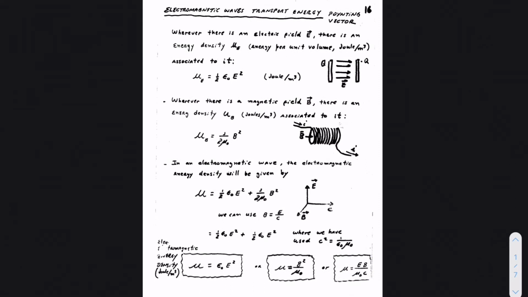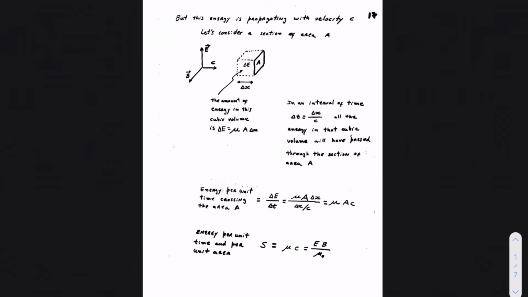Now if we want to find the total energy, we have to multiply this energy density with a volume element. Now let us consider a volume element like this in the path of an electromagnetic wave. Let's say the electromagnetic wave is passing through this area A. Now the total energy in this small cubic volume will be equal to energy density times the volume of this cube. Now if we want to find out the energy per unit time crossing this area A, we have to divide this energy by the interval of time that is required to pass this distance delta x.